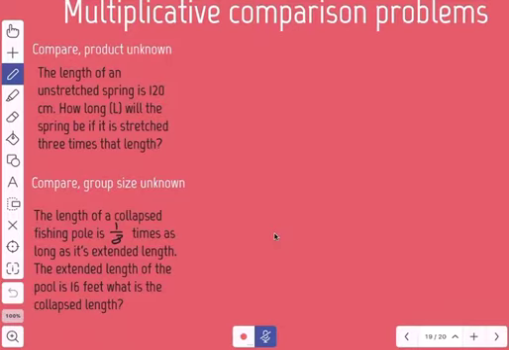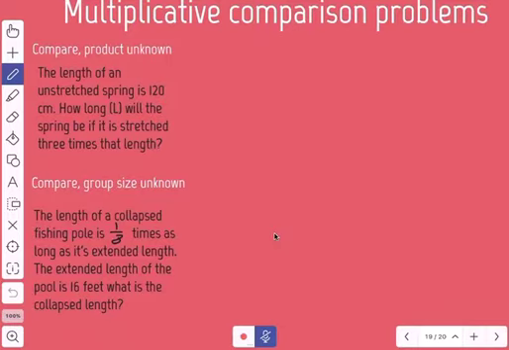So this first one is that we know both the number of groups and the size of the groups, but we just need to find the product. These are those basic multiplication problems. So the length of an unstretched spring is 120 centimeters. How long, or L, will the spring be if it is stretched 3 times that length? So a multiplicative comparison is sometimes just called a bar diagram or a strip diagram or a tape diagram, depending on what book you're using. And it looks like this.